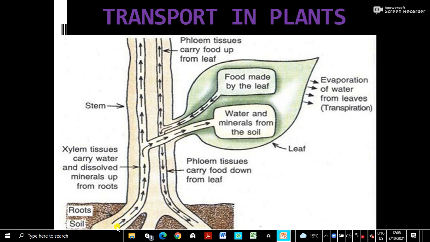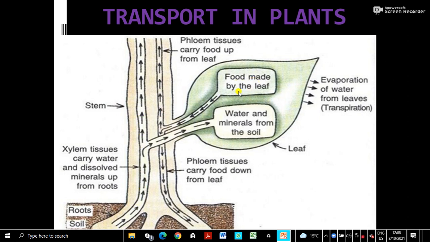Xylem of the root is in continuation with the xylem of the stem. Xylem of the stem is in continuation with the xylem of leaves. So continuously they form the water pipes. So xylem tissues carry water and along with water minerals are also carried. Many mineral nutrients are required, mineral elements are required. These are dissolved in water. So water and minerals are absorbed from the soil and they are moved upwards.